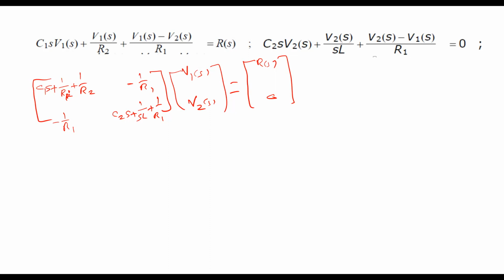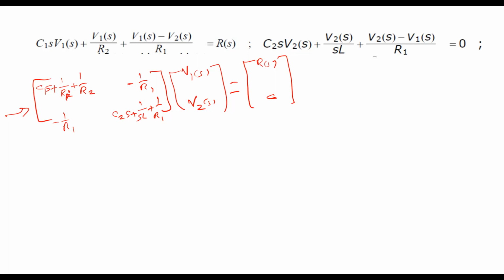Yes, this is more neat. It's an alternative way. Now, the question is, how do we solve this matrix now? Find the inverse. By inverting, what you are suggesting, we can invert this matrix. Okay, that will be great.